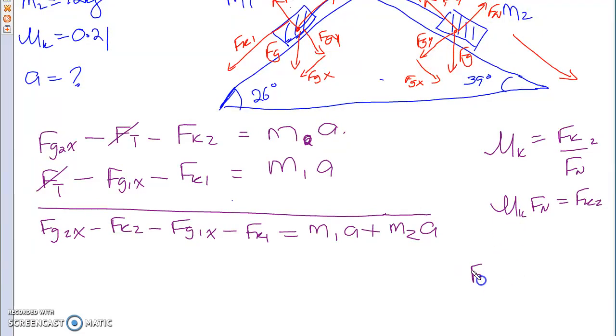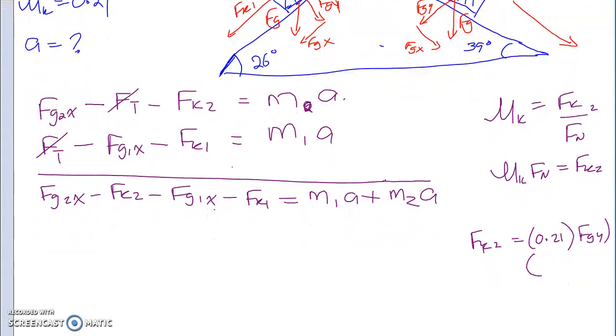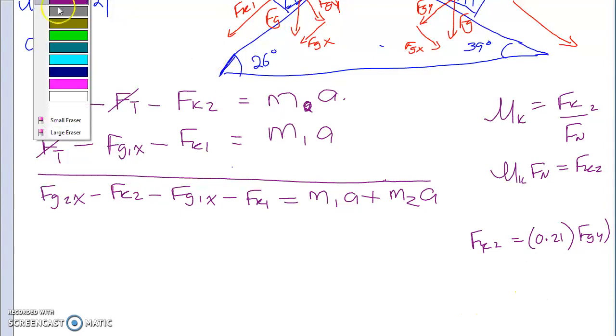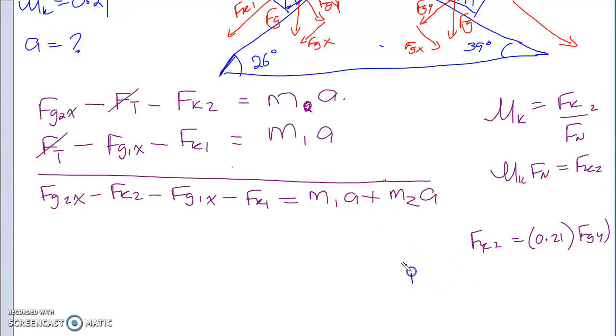So you're going to write down FK2, which equals 0.21 times FGY. So far so good. This is where most likely your mistakes happen. Most people forget to take into account that FN is not FG, it's FGY. So you're going to do it again, FK2, which equals 0.21 times mass, which is 12 kilos, times 9.8, times the cos of 39. What do you get for FK2?